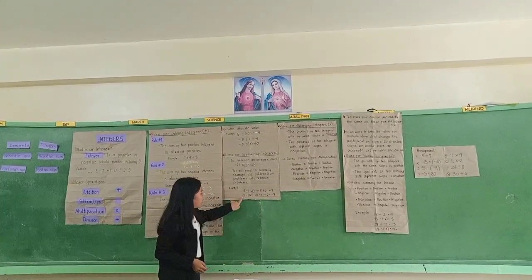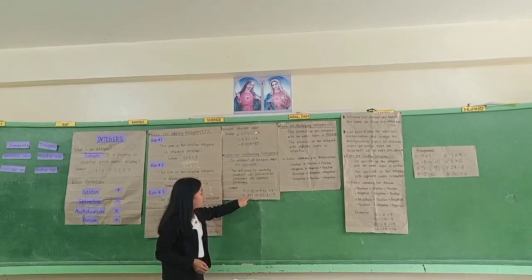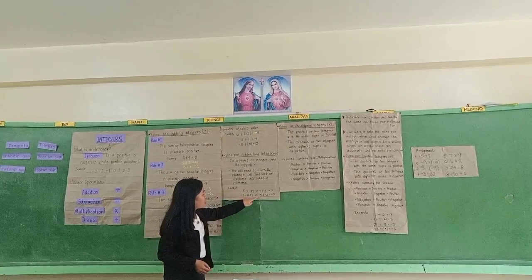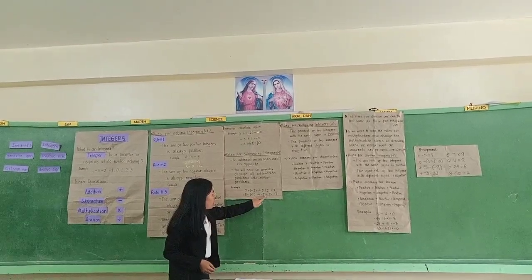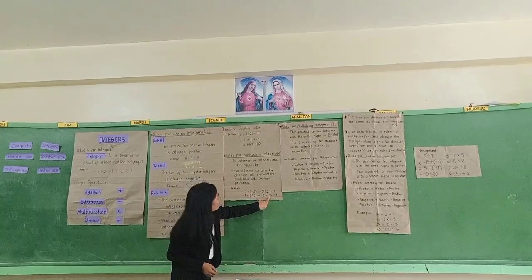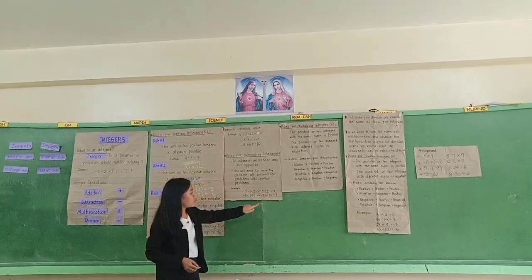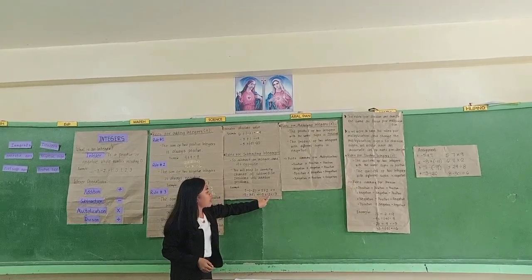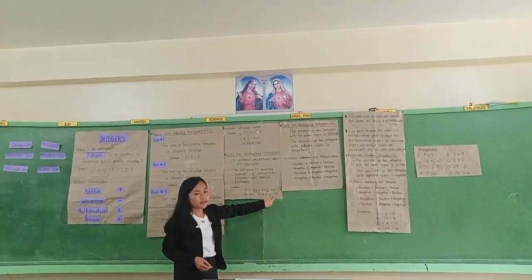Next is negative 5 minus positive 2. Same as here, we will change the operation sign, and the sign of the subtrahend. It will become negative 5 plus negative 2 equals negative 7.